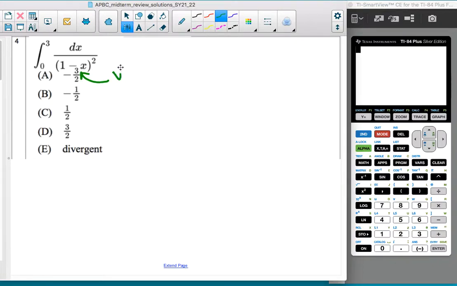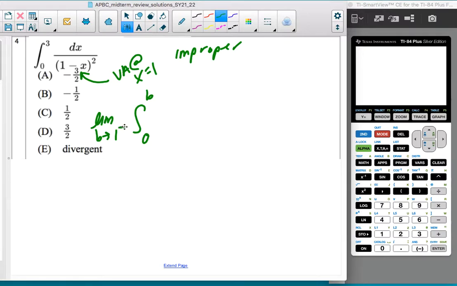This thing has a vertical asymptote at x equals 1, right? Because when 1 minus x is 0, we would have a vertical asymptote. So this is improper. So basically what's happening here is we're going to have to split it into two separate integrals. We're going to say this is the integral from 0 to, and then we don't want it to be 1, we're going to say b. We're going to say the limit as b approaches 1 from the left of this thing.